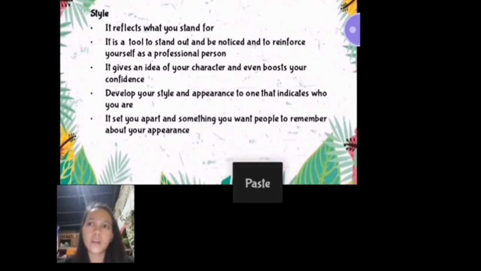So even if they are older than you, they have respect for you. So third, it gives an idea of your character. Idea of character.